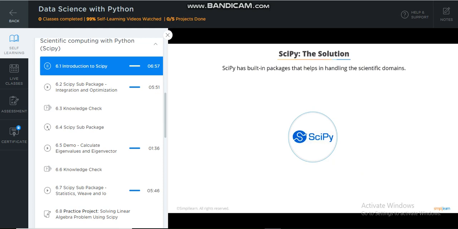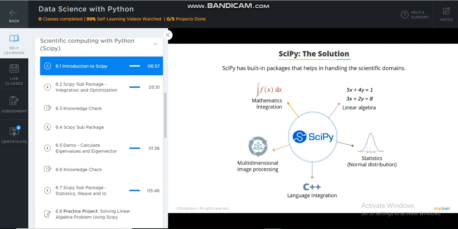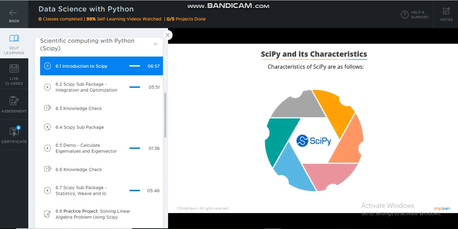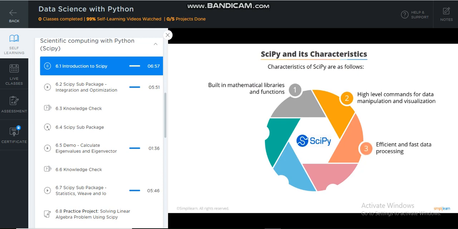It's a Python library which has built-in packages such as mathematical integration, linear algebra, statistics, language integration, and image processing. We'll take a look at SciPy in detail in the upcoming screens. Let's look at some characteristics of SciPy. It has a huge collection of built-in mathematical libraries and functions to support complex scientific computations. The high-level commands and classes make data manipulation and visualization seem easy. Since it's built on top of NumPy, the data processing is extremely fast and efficient.